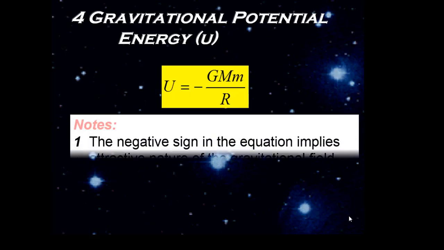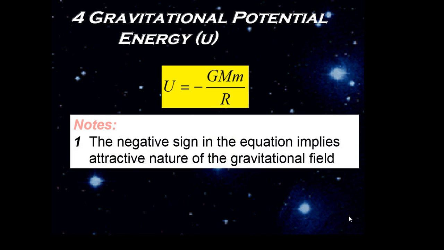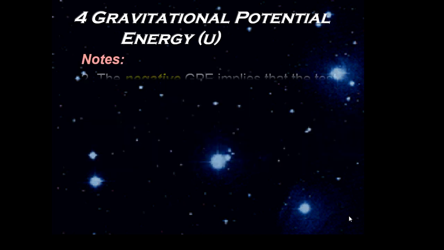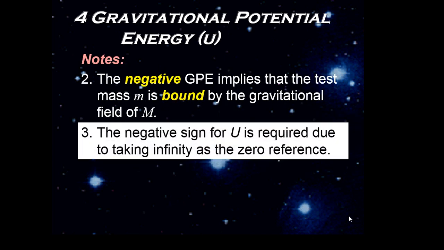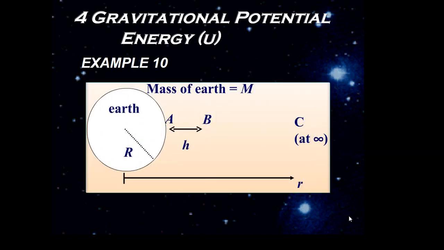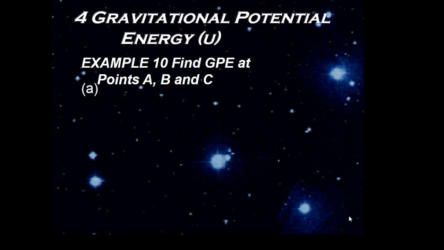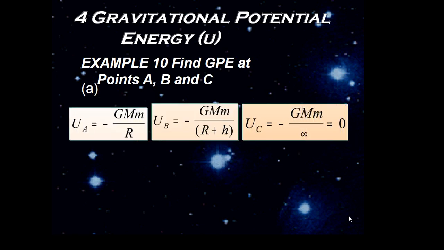Okay, and this leaves us with this: U has a negative sign, which means that we are bound to Earth. It's the attractive nature due to the forces, and we are bound to Earth, and we are taking 0 as the reference. Okay, so example 10, they ask you to find the GPE at A, B, and C. That is not difficult. I'm just going to show you the answers because it's just a direct application of the equation.